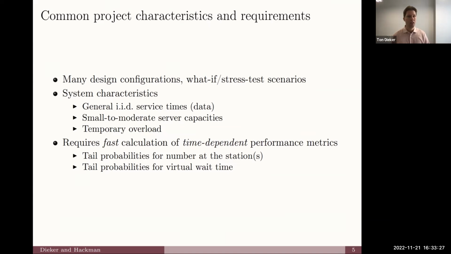For instance, service times are not exponential. You can see that in the data. The server capacities are not necessarily large. And as we've seen in the previous pictures, there are highly non-stationary arrival rates, including, in fact, temporary overload. So what is needed is fast calculation of time-dependent performance metrics, such as tail probabilities for the number at the station or the virtual wait time.